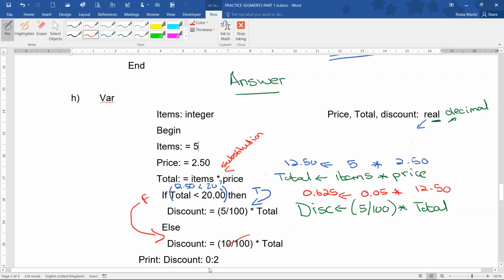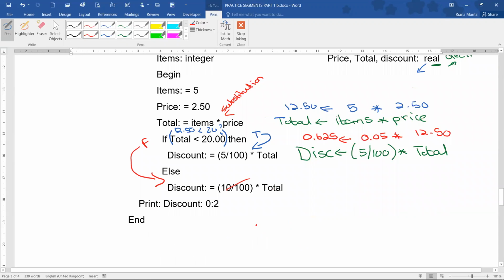What does it ask you? What does it want you to output? It wants you to output discount. How many places shown? 2. So you output exactly what is asked. Discount to 2 decimal places, 0.62. That's it. Pause your video and see whether you got that one correct as well.